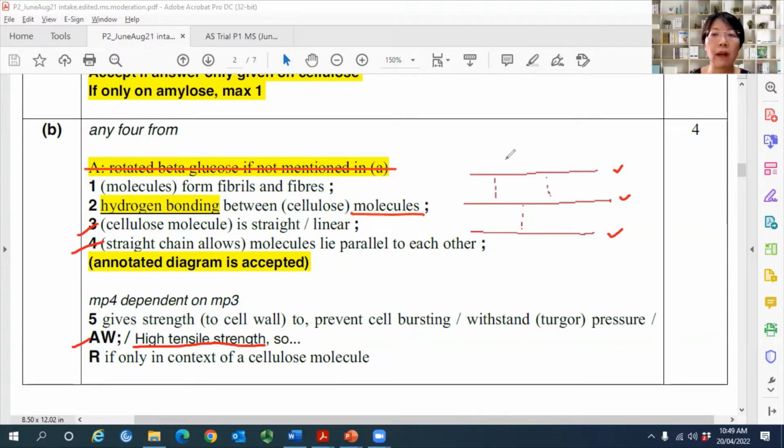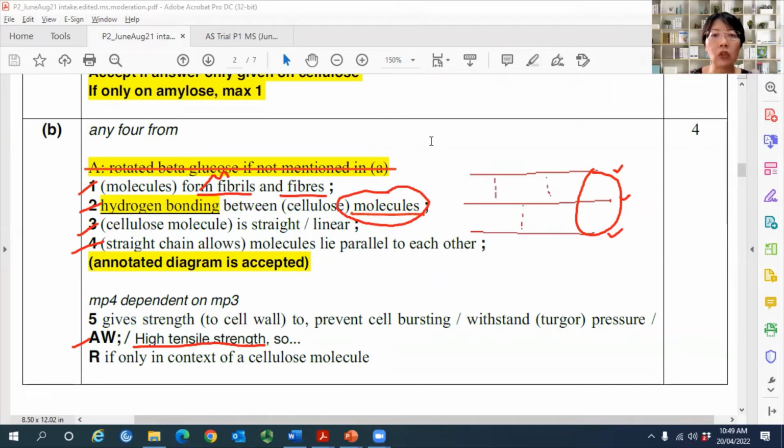When they are arranged parallel to each other, one bundle of cellulose molecules will form a microfibril. I'm very strict with microfibrils, not fibril. And then one bundle of microfibrils arranged will form the fibers. Then cellulose molecules can form hydrogen bonds. Now this one, the student didn't score the mark because you didn't write molecules.